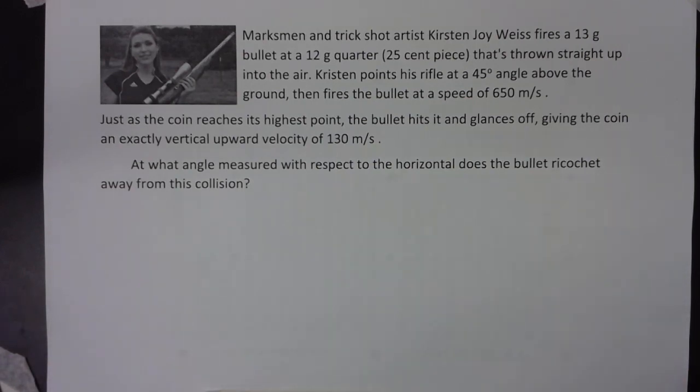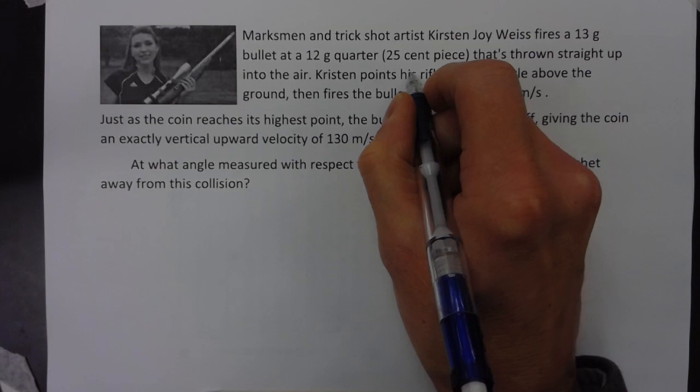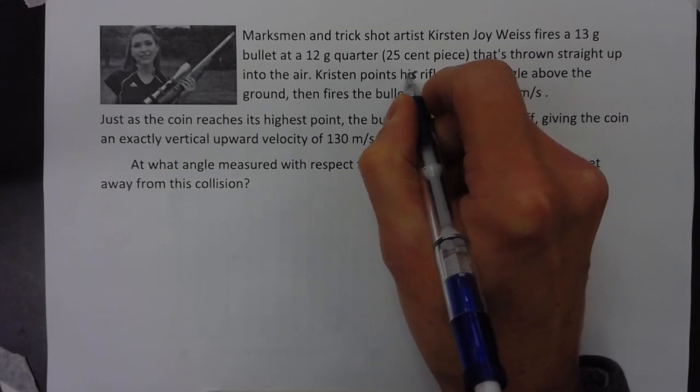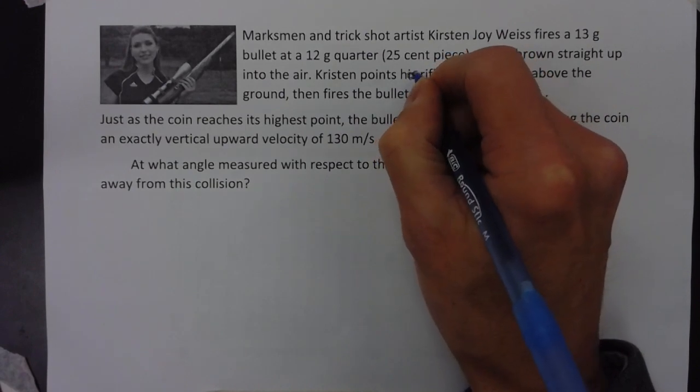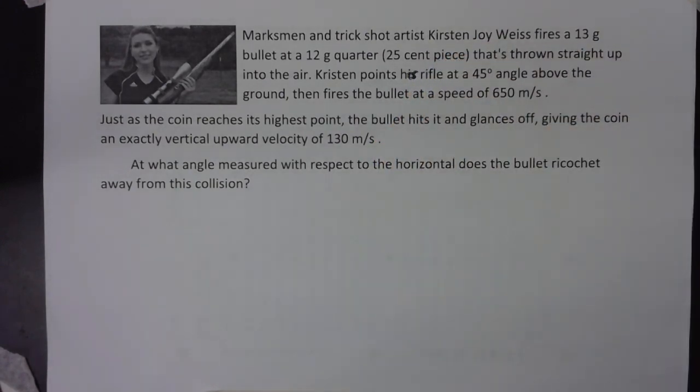Okay, here's another example of a two-dimensional collision. In this problem, marksman and trick shot artist Kristen Joy Weiss is going to fire a 13-gram bullet at a 12-gram quarter that's thrown straight up in the air. Kristen fires her rifle at a 45-degree angle to the horizontal, and then fires the bullet with a speed of 650 meters per second.